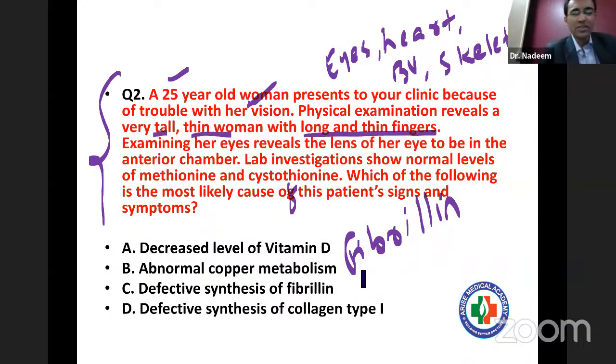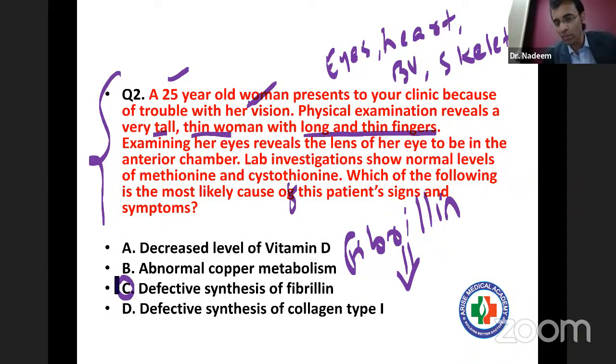Fibrillin is going to enable the body to produce a protein which helps give the connective tissue its elasticity and strength. When this gene is defective, the patient is going to have Marfan syndrome. So I'm talking about the gene which is responsible for Marfan syndrome. Answer is C only.